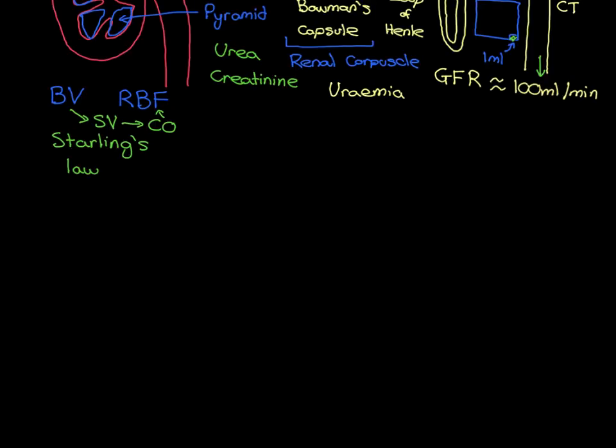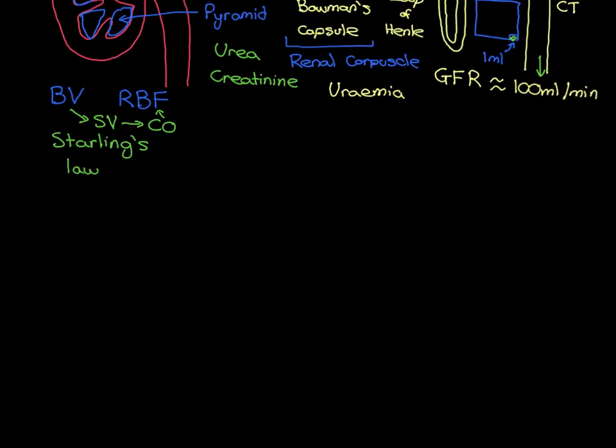Stroke volume going up means that cardiac output will go up, and that means that the blood flow to the kidneys, the renal blood flow, is going to go up or down depending on what blood volume is doing. So that is the justification for why blood volume affects renal blood flow, and therefore by looking at the amount of blood that they are receiving, the kidneys can infer what is happening to the blood volume.